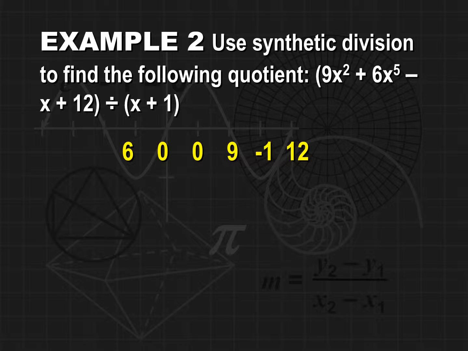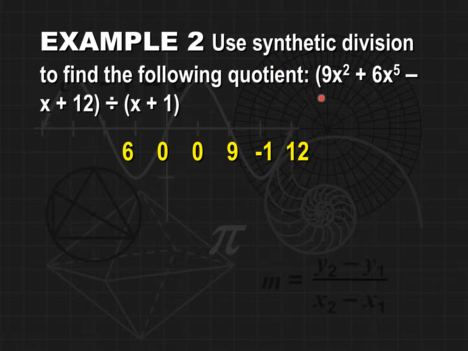So what we want to do is represent each coefficient, and make sure that it's in order. So the highest degree is the x to the 5th, and the coefficient in front of that is 6. So the next degree should be x to the 4th. There is no x to the 4th, which means the coefficient in front of x to the 4th is 0. Our next term should be x cubed. Again, there's no x cubed, which means that the coefficient is 0. Our next one after x cubed should be x squared. There is an x squared term, and the coefficient in front of it is 9.